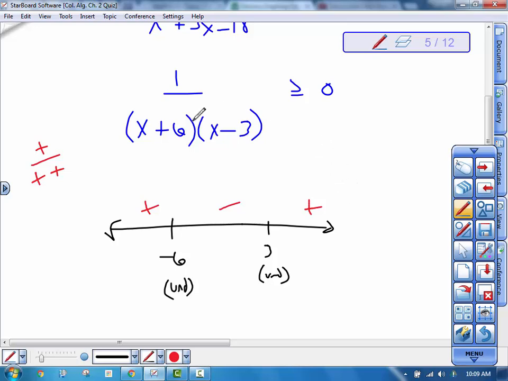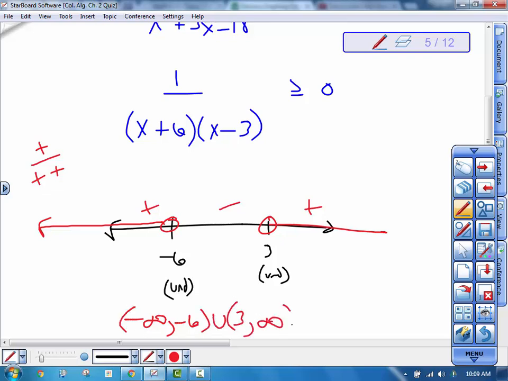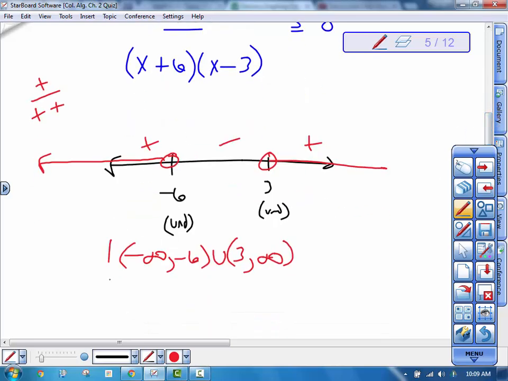So the answer to my question, when is this thing greater than or equal to 0, would be all of these points, but not including the x that's undefined. And then also all of these points, not including 3, because that's undefined. So I'd say -infinity to -6, not including -6, as well as 3 to positive infinity, not including 3.